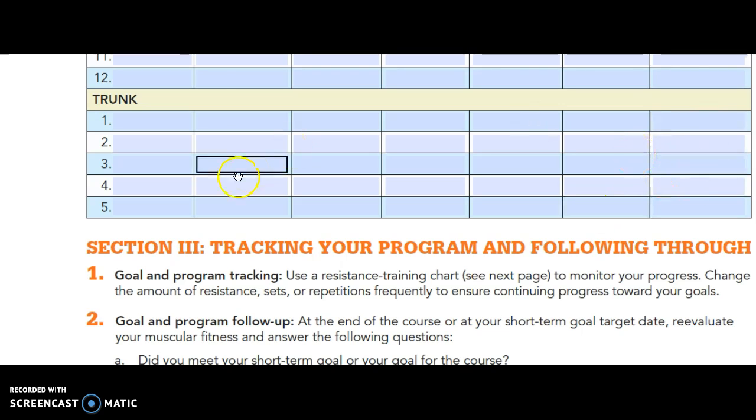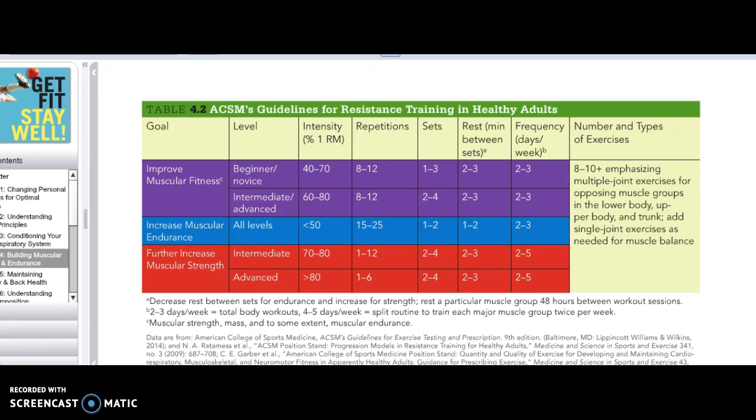Okay, now let's take a look at how you determine your sets, reps, and rest. Okay, so this is your textbook. It's on page 126. Again, if you don't have a hard textbook and you're using the Mastering book, 126 is the page number. This is the guidelines for designing your own resistance training program.